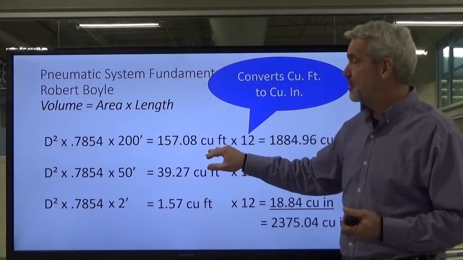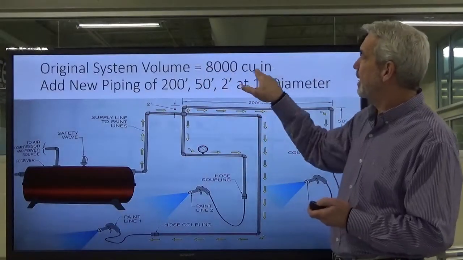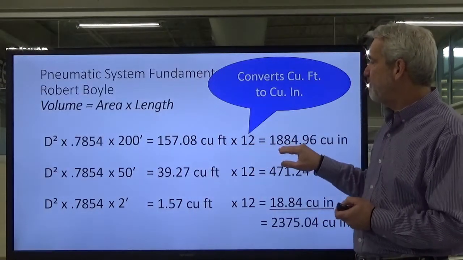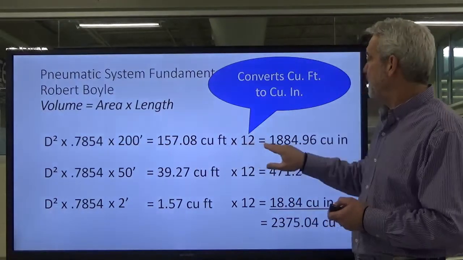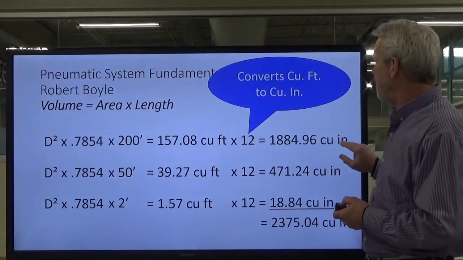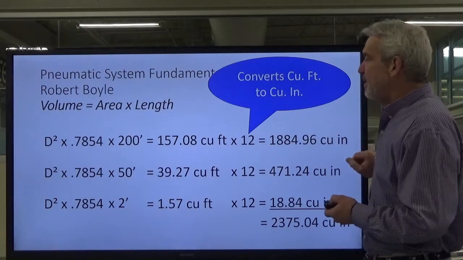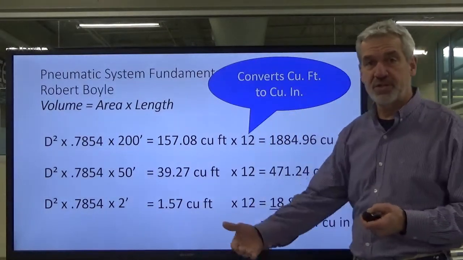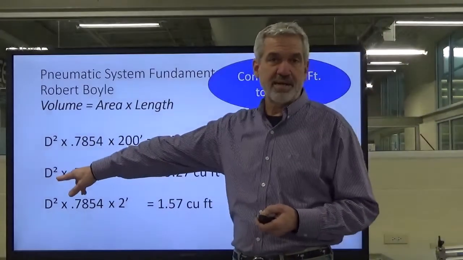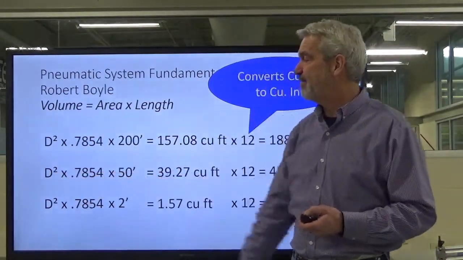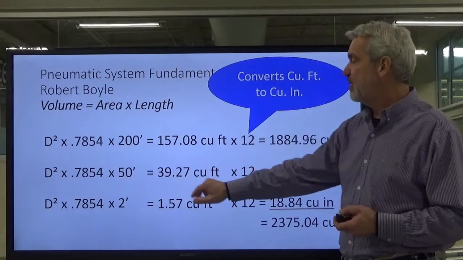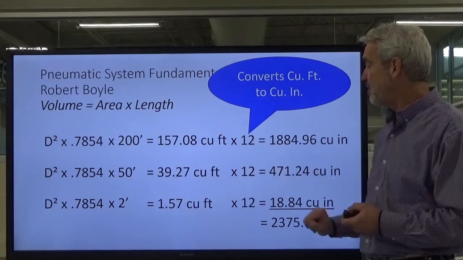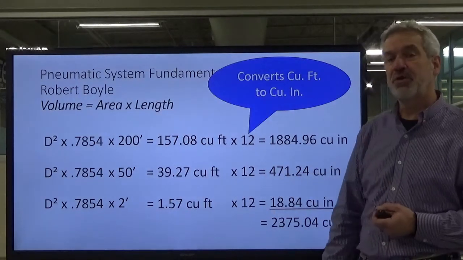But we want cubic inches, okay, because, like we said, it gave us the volume in cubic inches. So in order to do that, we multiply it by 12, and that 200-foot leg of pipe is going to give us an additional 1,884, 1,885 roughly, cubic inches of additional volume. But we've got another piece of pipe 50 feet long and another one at 2 that we have to do the same thing for. So again, 1 times 1 squared is multiplied by 0.7854 times 50 feet. That gives us 39.27 cubic feet of extra volume, but we want it in cubic inches, so we multiply it by 12, and we wind up with 471.24 cubic inches.